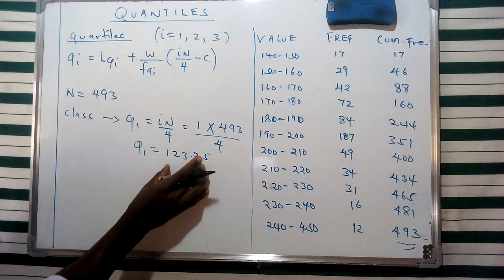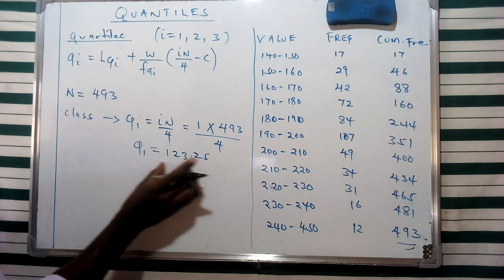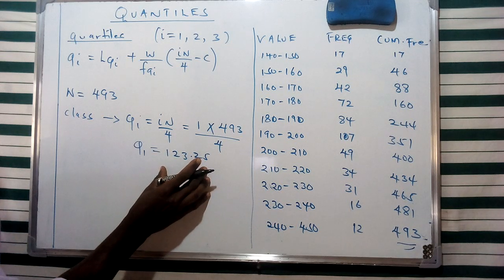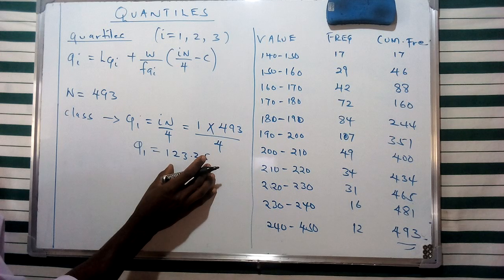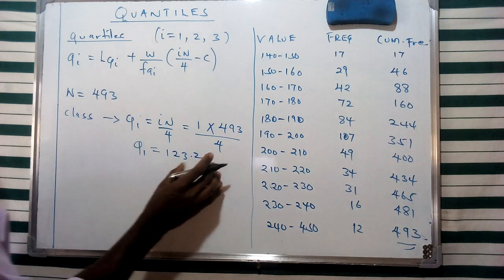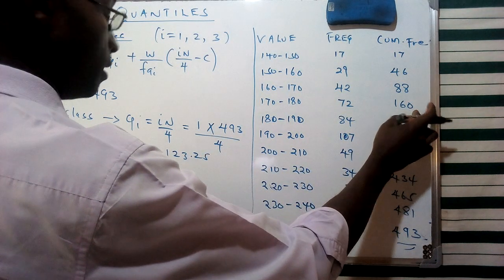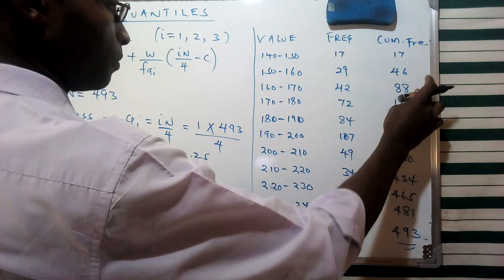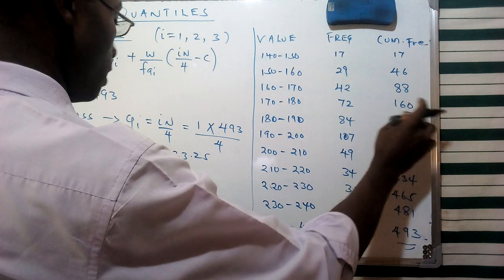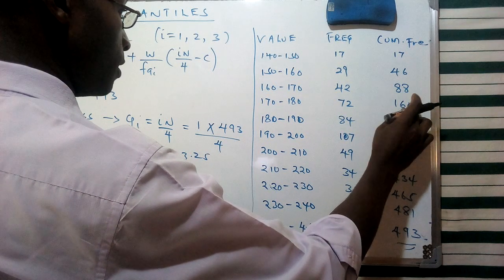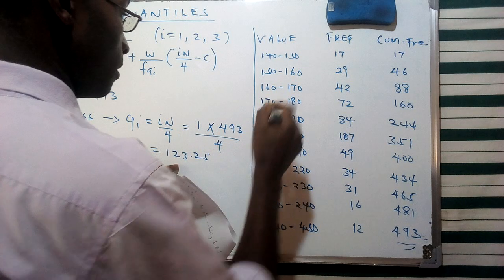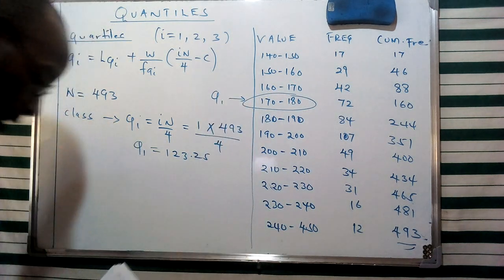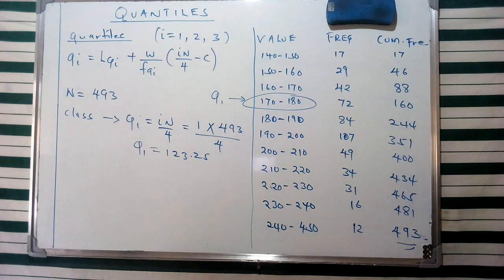Therefore, to find the class that contains the first quartile, the cumulative frequency is going to be equal to or greater than this specific value. We consider the cumulative frequency, which is less than this value, and it ranges up to the value of 160. Therefore, this is the class that contains the first quartile.